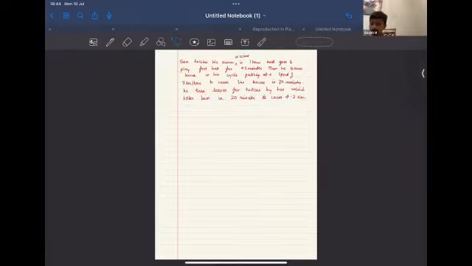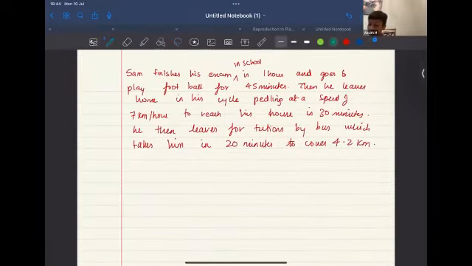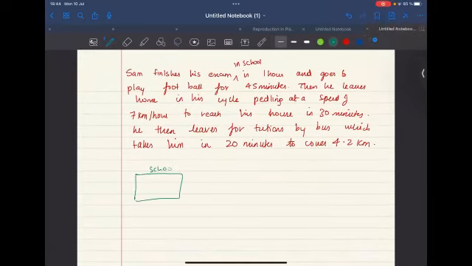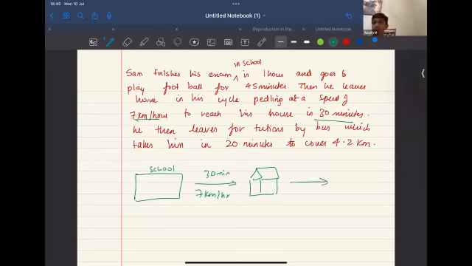So school to home equals 3.5 kilometers and home to tuition is 4.2. So we work it out. So we know from school, Sam is going to reach his house. Right? He's using a cycle. Pedaling at a speed of 7 kilometers per hour to reach his house in 30 minutes. And here, from the house, he's reaching his tuition, which is again, he reaches in 20 minutes and 4.2.